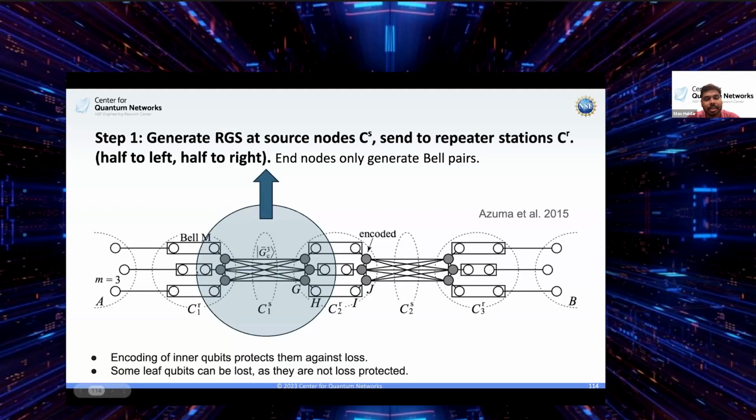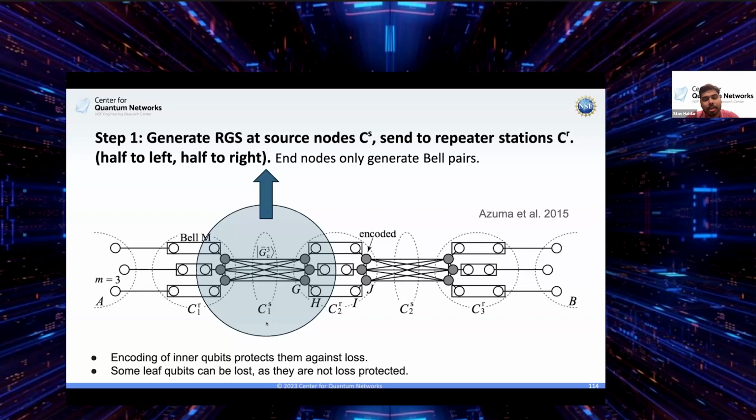M equal to 3 implies here that your graph state actually has 3 arms, right? So it has 3 leaf qubits here, and it has 3 leaf qubits on this side. So in total, it has 6 leaf qubits, 3 on the left, 3 on the right, or outer qubits. And again, remember that the inner qubits are loss protected, they are encoded, whereas the outer qubits are just one single physical qubit. So they have a much higher probability of getting lost in the channel. Okay, so having said that, now let's start with step 1.